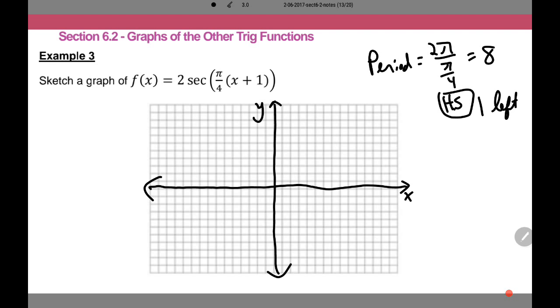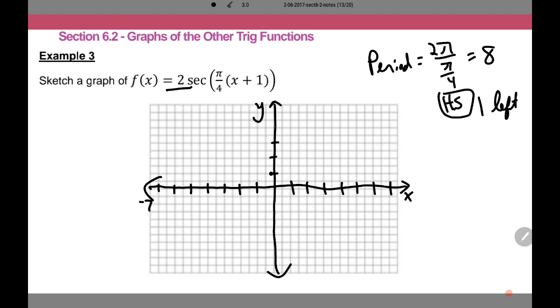Now, this 2 kind of works like the amplitude. So we could start by doing a cosine function, and then once we had our cosine function, we would have pretty much what we had with the other graphs. So I'm going to start with a cosine function. I'm going to skip over, this is 1, -1, -2, -3, -4, -5, -6, -7. This is 1, 2, 3, 4. And then I'm going to go up by the same interval.